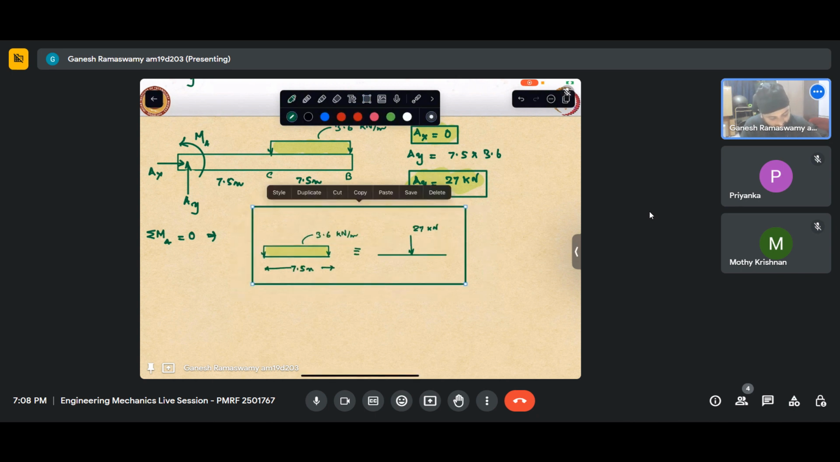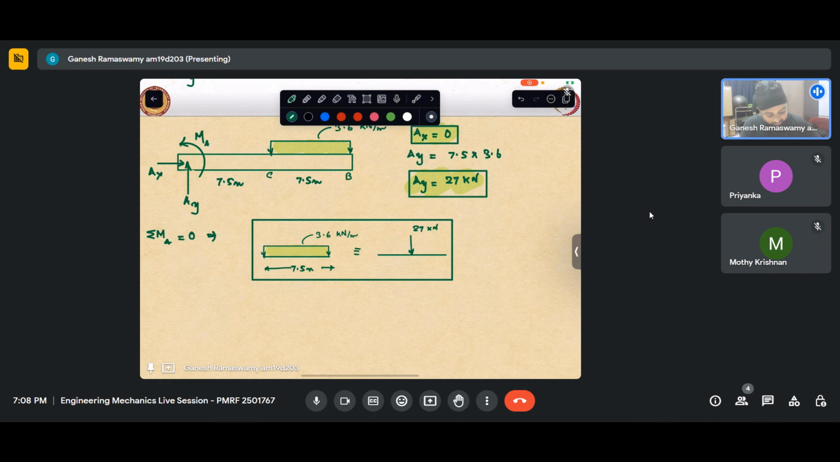Otherwise, what we can do is take a section at some x, and then integrate it from 0 to 7.5. Integrating a rectangle is the same as calculating its area. So we'll see that we get the same result here.